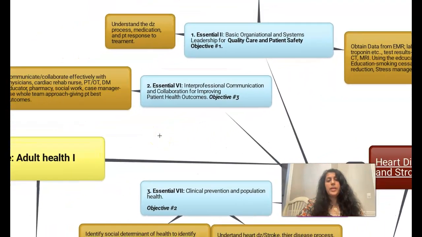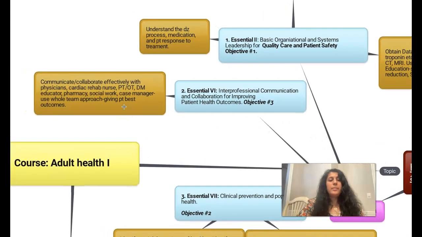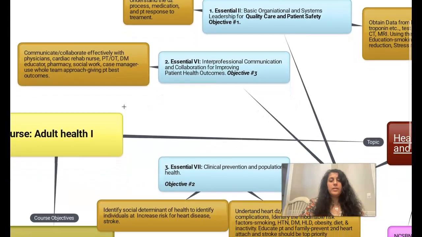The number 2 essential that I chose from the AACN Essentials is interprofessional communication and collaboration for improving patient health outcomes. This supports objective number 3, that baccalaureate students will be able to communicate and collaborate effectively with the physician, cardiac rehab nurse, PT/OT, diabetic educator, pharmacy, social work, and case manager, using a whole-team approach in giving the best outcome for the patient and helping them keep safe and healthy.